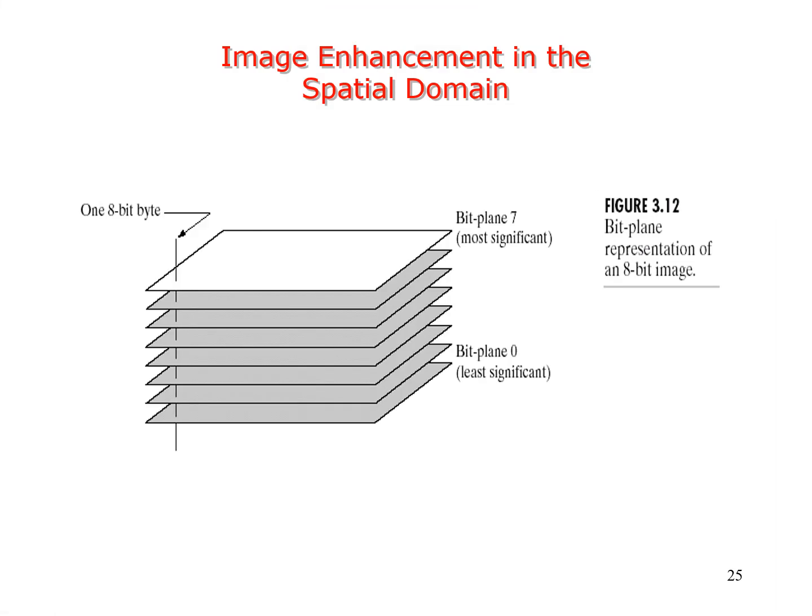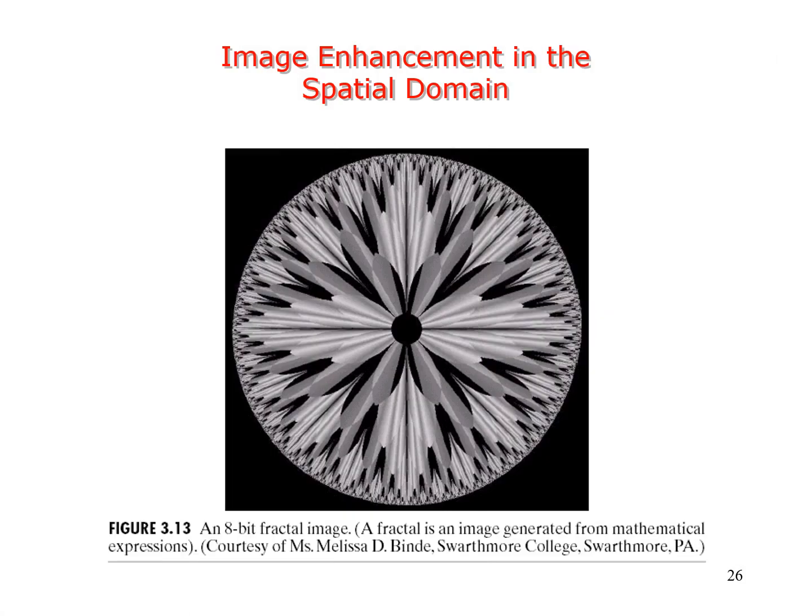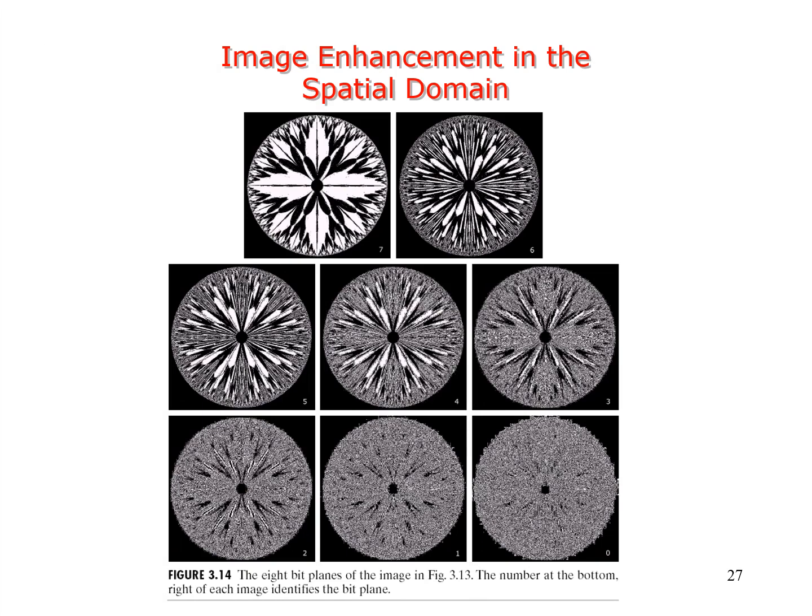So this is what I was explaining to you. These are the 8 planes of 1 bit each, where plane 0 is the least significant plane. These are the images generated by the computer, and you can see here the different planes: 0, 1, 2, 3, 4, 5, 6 and 7. The seventh plane, that is the eighth plane, has the maximum information, and the lower planes do not have much information.